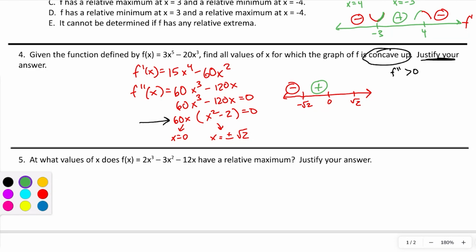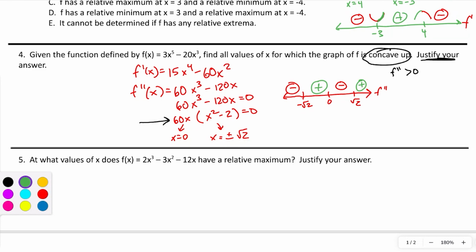Then if I plug in 1, I have a positive times a negative, which is negative. And finally, in the last interval, if I plug in something like 100, go really, really extreme, I've got a positive times a positive, which is positive. Now this number line is for f double prime. So if we're looking for where it's concave up, it's going to be where we have positive values for f double prime. So our answer, we have 2 intervals here.